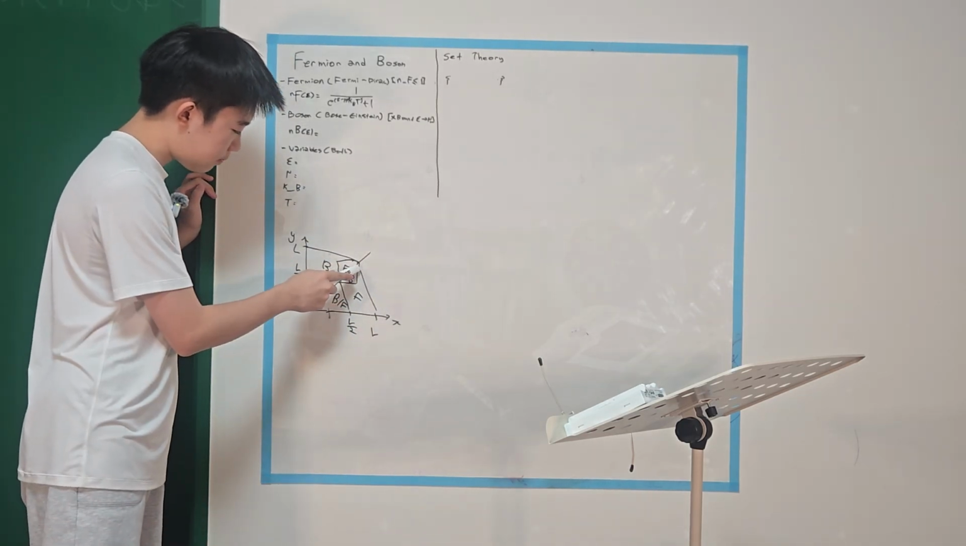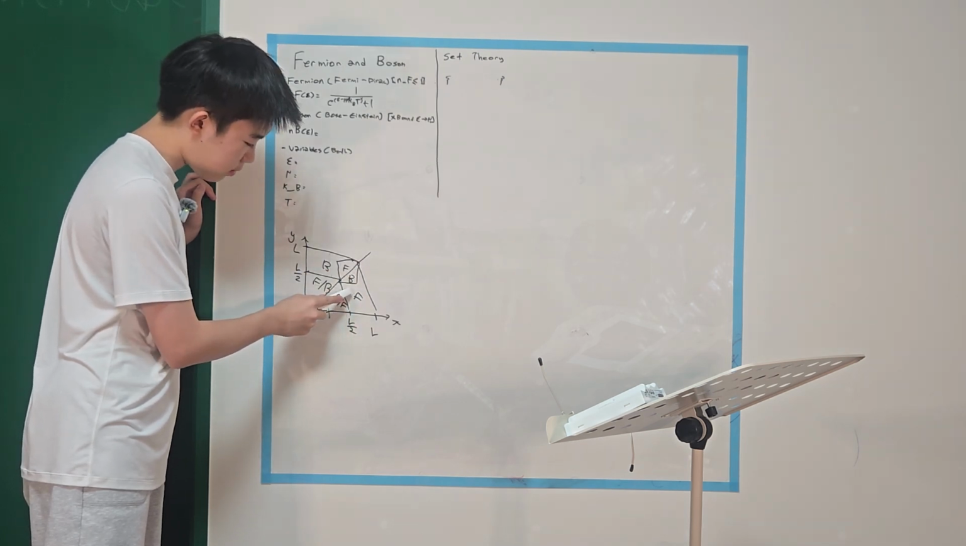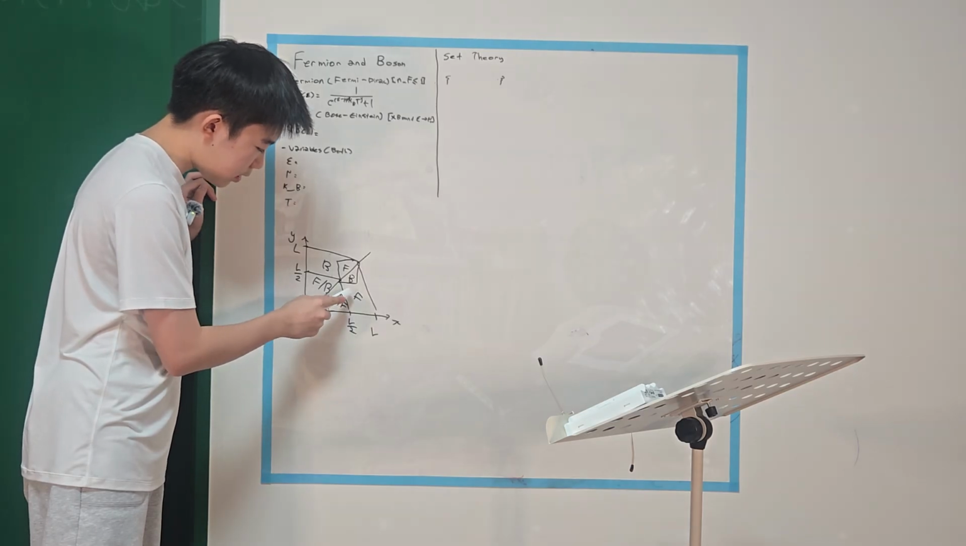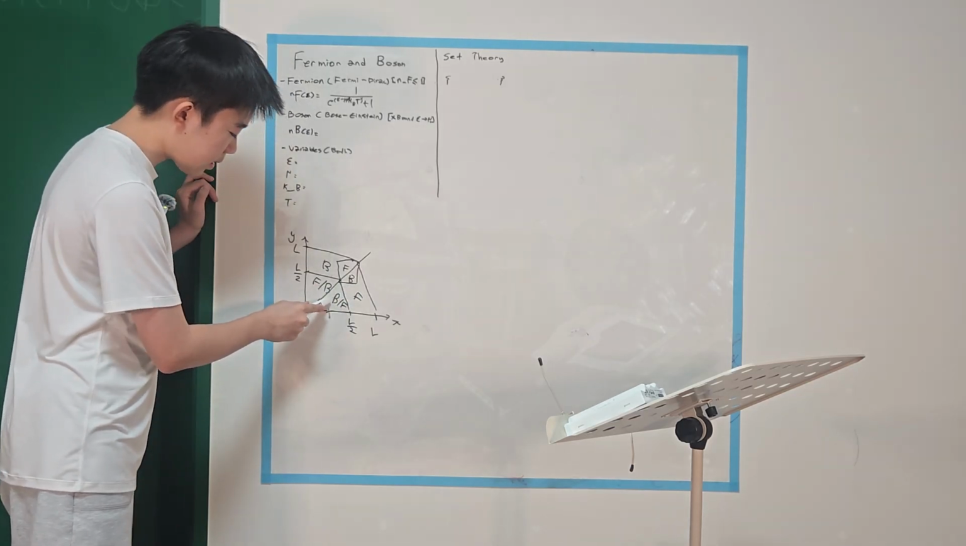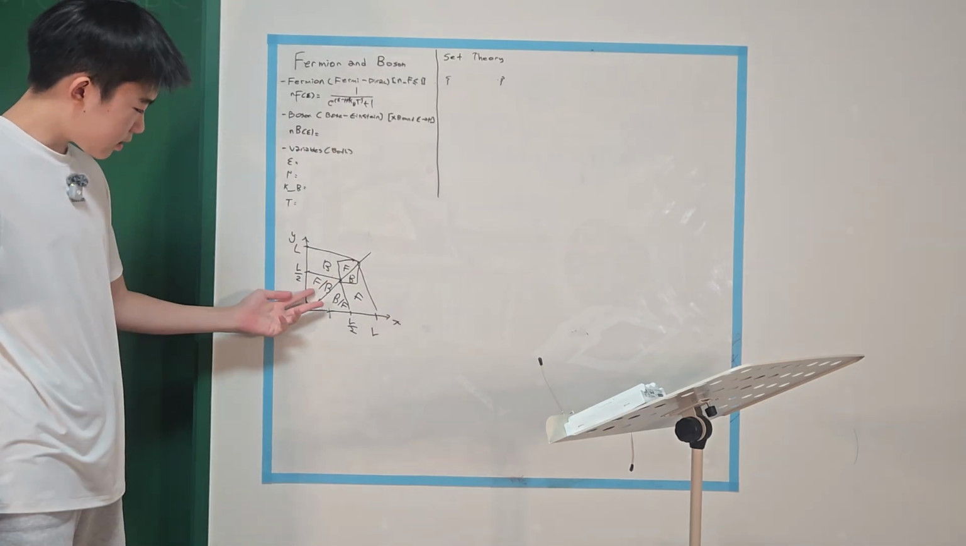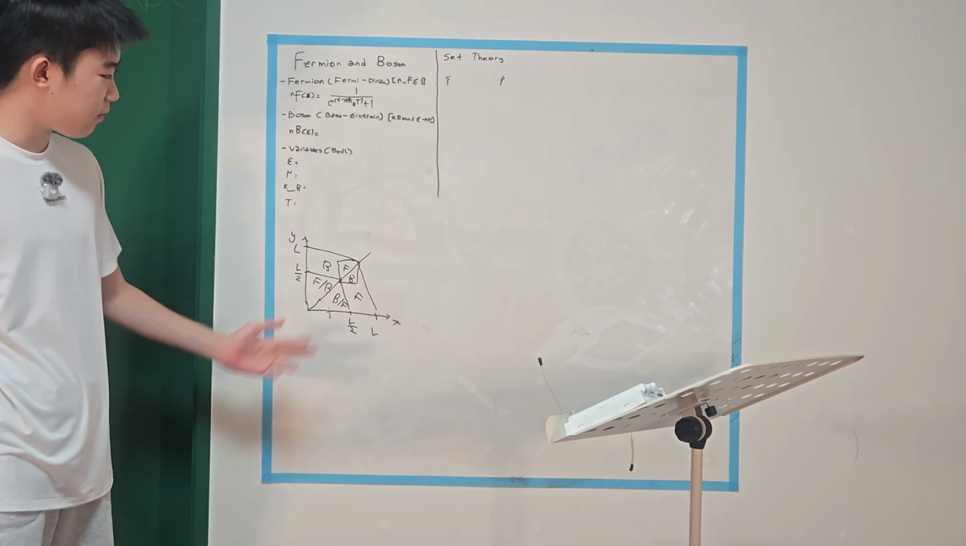So there is a boson here, and the adjacent side there should be a fermion. The other adjacent side there should be a fermion, but then there's a fermion here, so it should be a boson. So it's a boson or a fermion. There is a clear difference between a fermion and a boson.